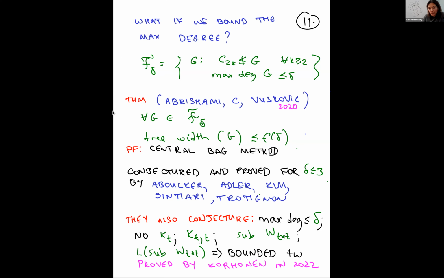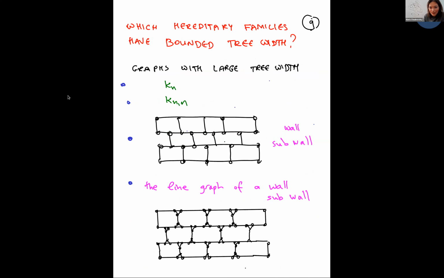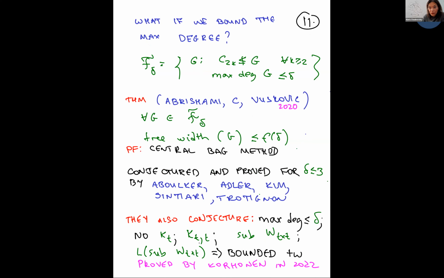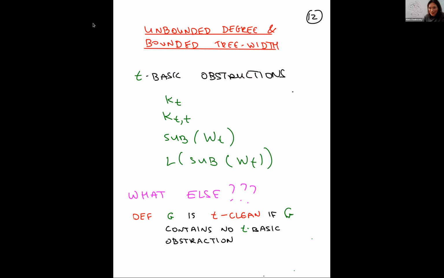Okay, so now we understand what happens for bounded degree. If you're just looking at graphs of bounded degree, then tree-width obstructions are what we would expect from minors, meaning this case. So now we have to go further. We have to go beyond bounded degree, to unbounded degree and bounded tree-widths. Okay, so we're still going to forbid the T-basic obstructions: K_T, K_T,T, the subdivided T by T wall, and the line graph of the subdivided T by T wall. And now the question becomes, what else? So I'm going to say a graph is T-clean if it doesn't contain any of those. And so now I need tree-width obstructions in T-clean graphs.